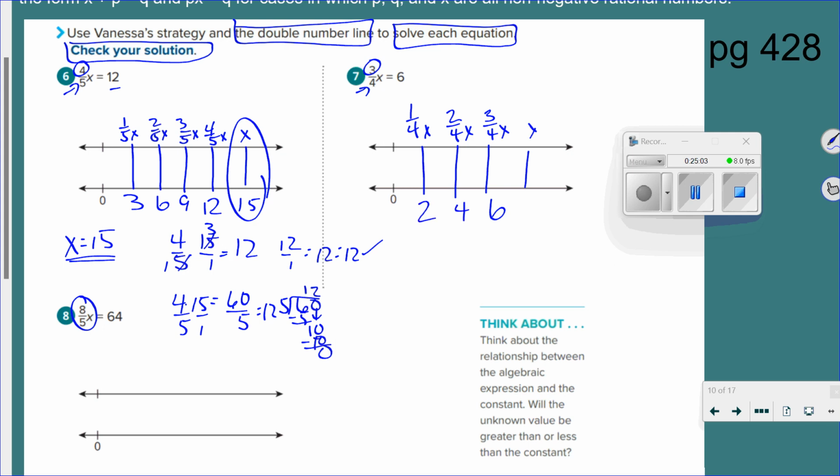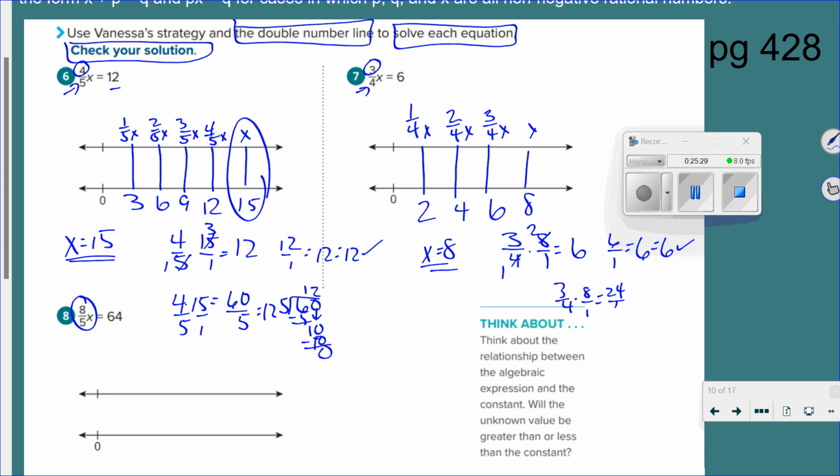Go back to my equation and substitute. Again, I have one reduction. I can divide both of those by 4. 3 times 2 is 6. 1 times 1 is 1. 6 equals 6. Check. If you don't like reduction, 3 times 8 is 24. 4 times 1 is 4. 24 over 4 equals 6. So you can see either way, check.